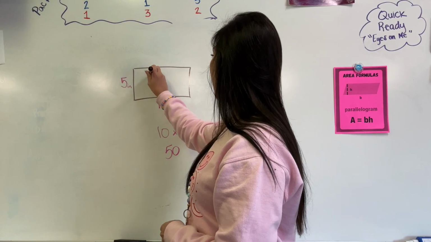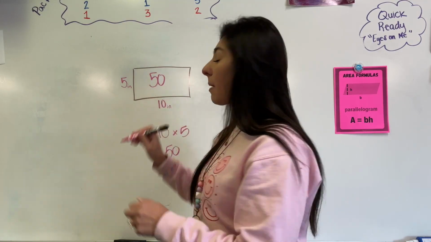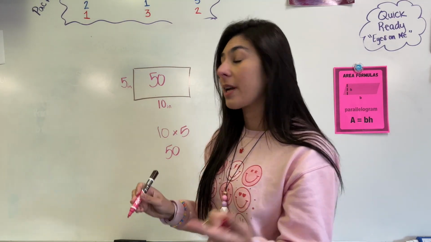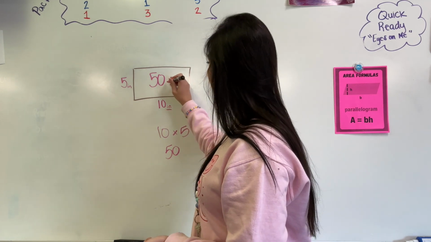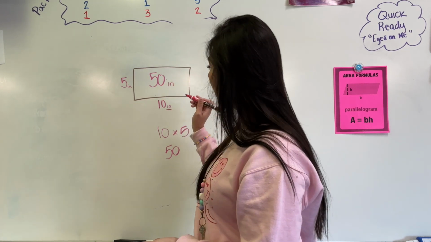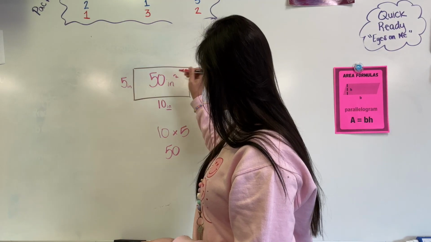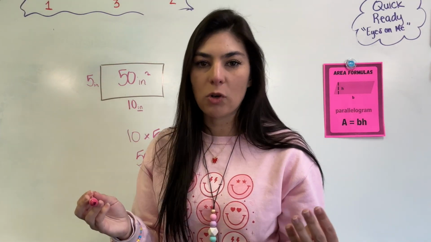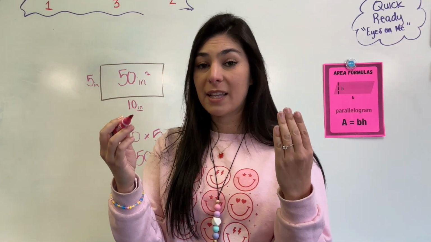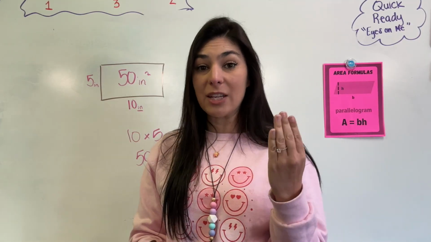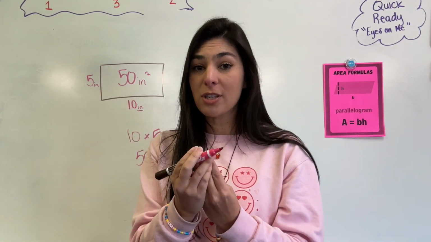So my area is going to be 50, but you have to label how you're measuring. So they're measuring in inches. Area is always going to be squared, because just like when we are squaring normal numbers, like if you have 5 times 5, that's now 5 squared. We're multiplying inches times inches. So now we have inches squared.